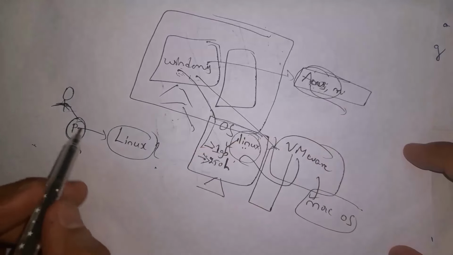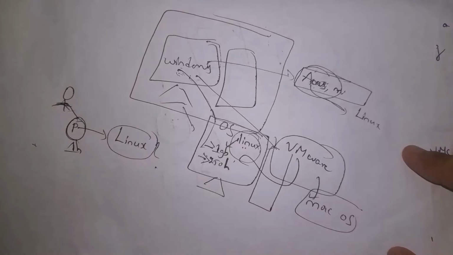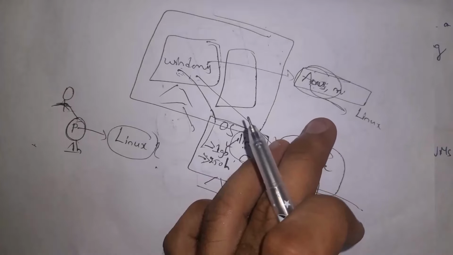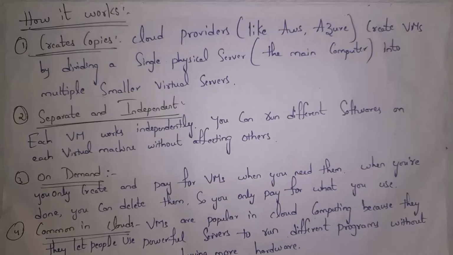For example, for this project, I need 1 hour of time. So in AWS website, I will take Linux operating system for 1 hour. And how much time we use? Only for that we need to pay money. So even in cloud like AWS, Google, Microsoft, we can create virtual machines. This is how virtual machines work.